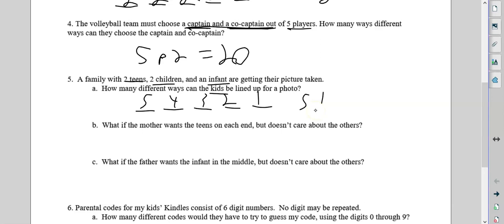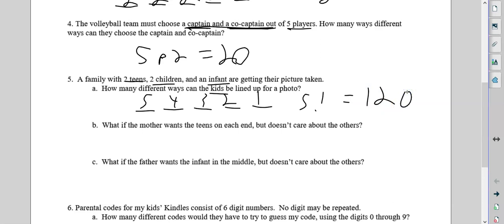So it's a little bit quicker. Instead of, you can do this in your head. 5 times 4 is 20, then 60, then 40, and then 120. But it's a little quicker if you use the 5 factorial key, and you'll get 120 different ways.